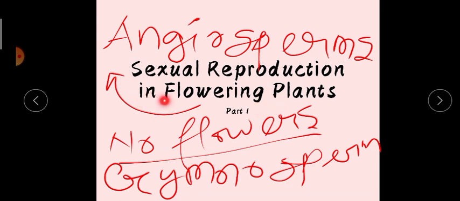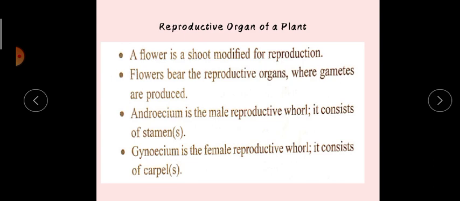So today we are going to discuss sexual reproduction in the plants where flowers are there. Okay, we are going to discuss angiosperms. So let us move on in our discussion. In a flowering plant, the reproductive organ of the plant is the flower. The flower is nothing but a shoot.